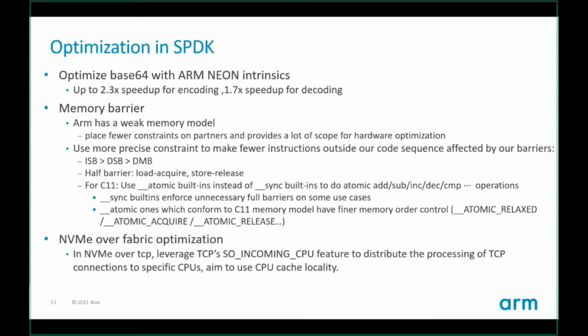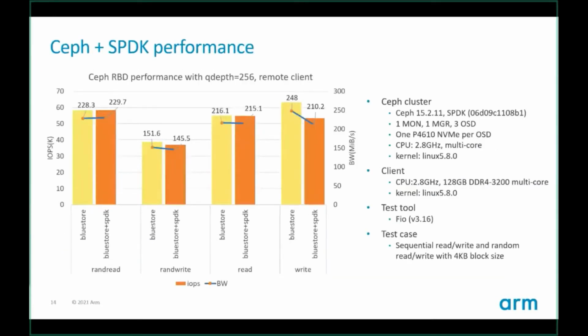Let's go back to Ceph and SPDK. And this is the performance status of Ceph with SPDK on ARM servers. The test cluster contains 3 OSDs and 1 P4610 NVMe per OSD. We collected the 4 KB sequential and random read and write data. The yellow bar is based on BlueStore without SPDK, and the orange one is with SPDK. From this graph, we don't see any obvious performance improvement in our test case. And there is even some drop in write performance here. It seems it's hard to get benefit from SPDK with the traditional Ceph OSD framework. More work needs to be done.